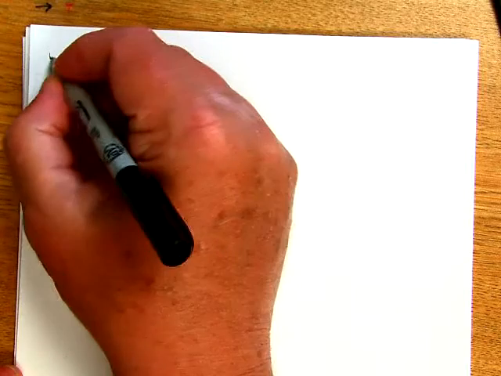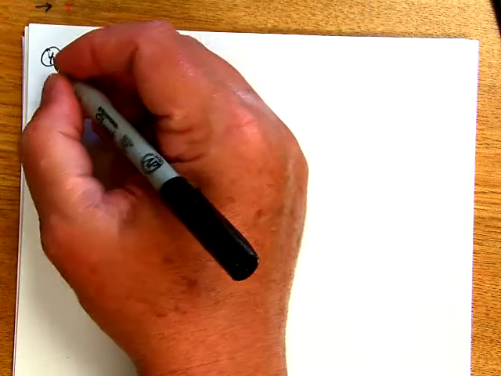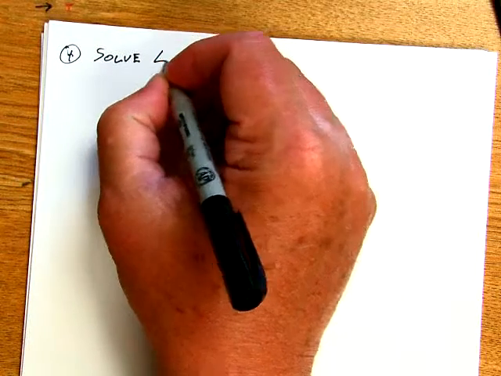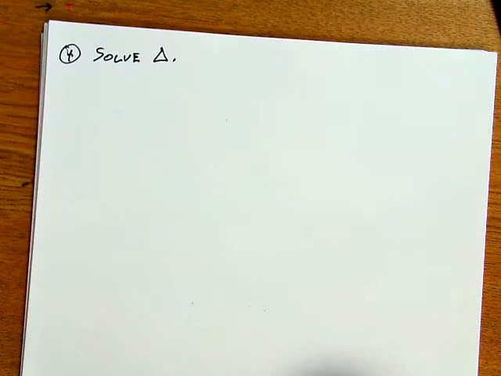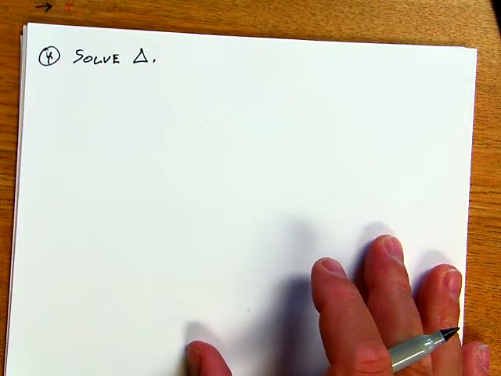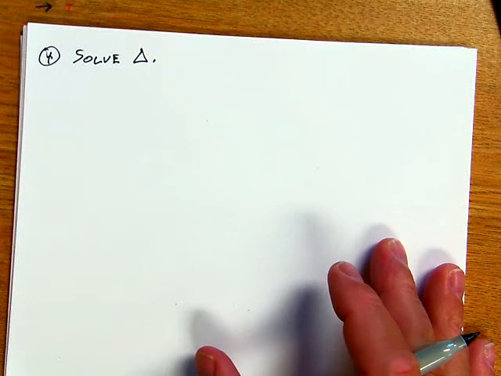Okay, let's look at number 4 now. On number 4, we're trying to solve a triangle. And what does solving a triangle do? It means take a look at a triangle, figure out all the missing parts, and fill them in. And the missing parts can be angle measurements or side measurements.